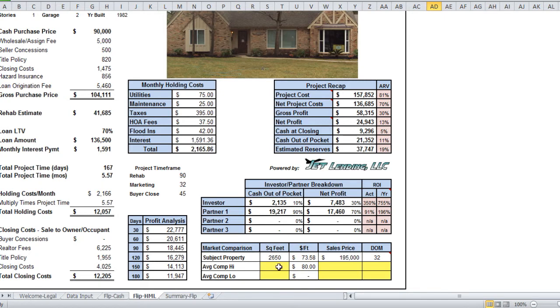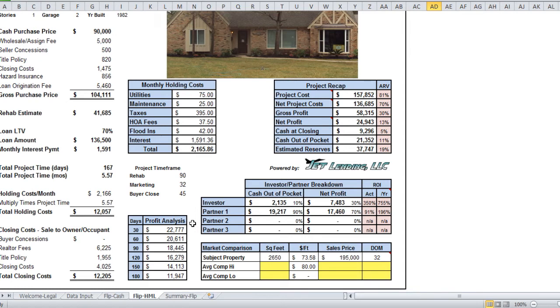I didn't go over it before, but we'll jump down here to this next section. This is for you to put in your market comparison, and these fields are left open. We didn't have enough room on our data input field, but you can put in your average, high, and low comps on your square footage, your sales price, and your days on market. Now, this days on market here is for our subject, which is our estimated marketing time. But this is some additional information you put on here.